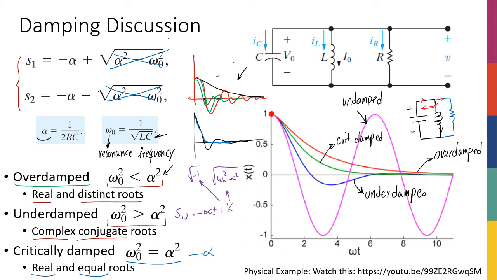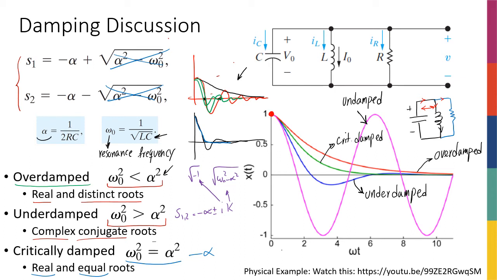Okay, so depending on the value of alpha and the value of omega naught, we could have any of these behaviors. In terms of mathematics, I might have real and distinct roots for the overdamped situation, complex conjugate roots for the underdamped situation, or real and equal roots for the critically damped situation.